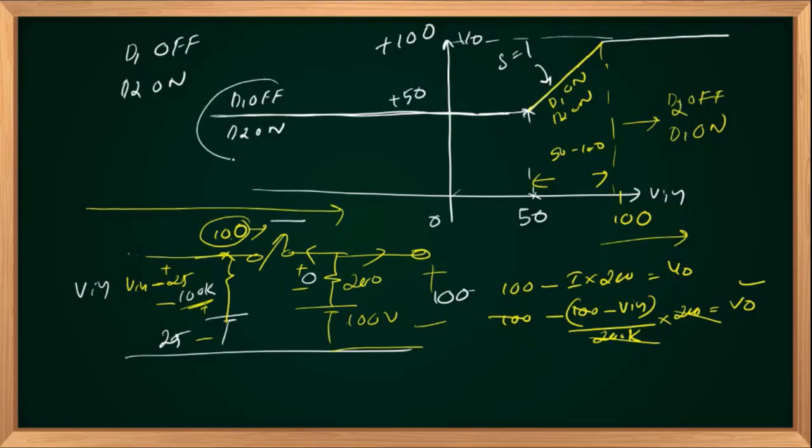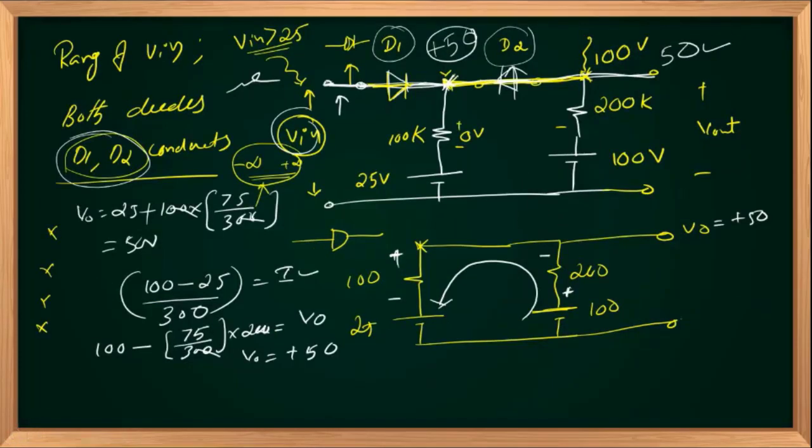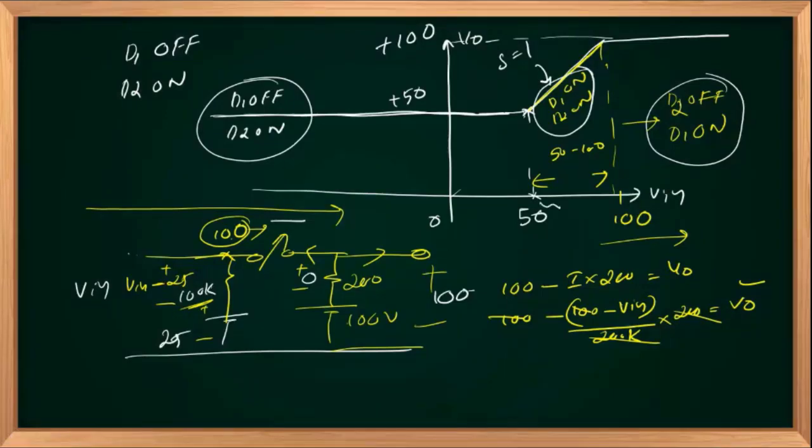So three different regions, region 1, D1 off, D2 on, and region 2, both are on, V out equal to V in, slope is 1, and D2 off, D1 on. So the question was identify the range of V in both diodes D1 and D2 conducts, and that is the range between here. Right? Any doubts?